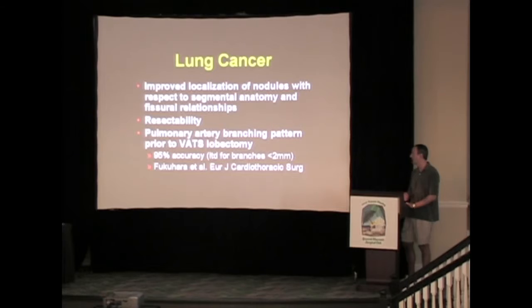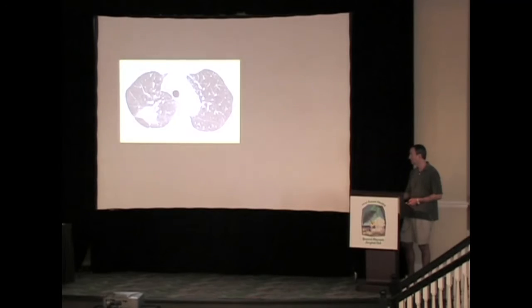And a recent study from the European Journal of Cardiothoracic Surgery looked at the ability of CT to determine the pulmonary artery branching pattern before a VATS lobectomy, and found a 95% accuracy, and really just a difficulty for the very small, less than 2 millimeter vessels.